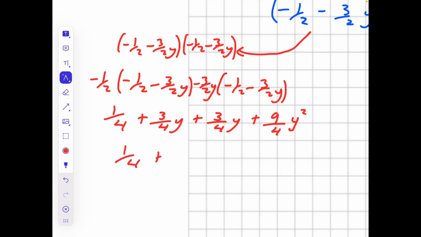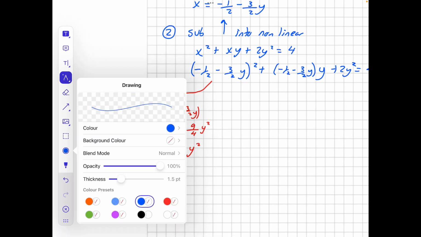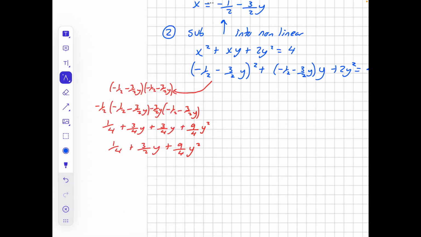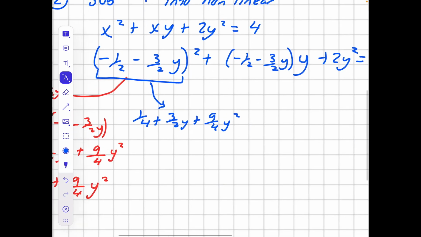Tidy that up. That's going to give me 1 over 4 plus 3 over 4 plus 3 over 4, which is plus 3 over 2y, plus 9 over 4 y squared. I suppose just what to keep in mind here, this is no more difficult than if they were nice numbers, if you take your time with it and just be that little bit more careful. So instead of writing this bracket here, I can write that as 1 over 4 plus 3 over 2y plus 9 over 4 y squared.